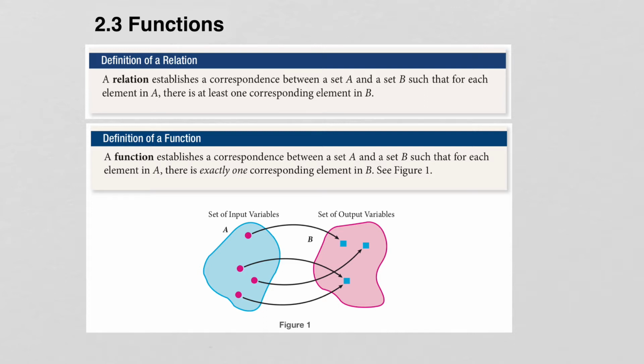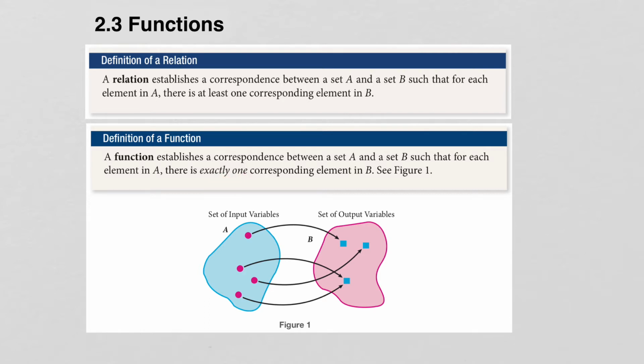Now, I won't spend a lot of time talking about relations. I could give you a few examples of this, but instead we're just going to get right into functions. So a function is a correspondence between set A and set B, just like a relation, such that for each element in A, there is exactly one corresponding element of B. So notice that in the definition of a relation, it says there is at least one corresponding element in B. For a function, there has to be exactly one element in B.